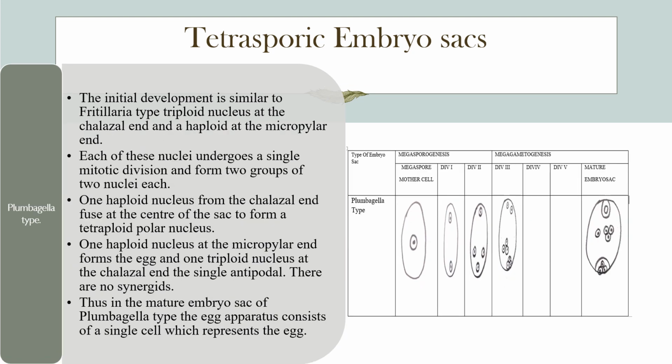The second type, Plumbagella type, is observed in Plumbagella. The initial development is similar to Fritillaria type: triploid nucleus at the chalazal end and haploid at the micropylar end. Each of these nuclei undergoes a single mitotic division and forms 2 groups of 2 nuclei each. 1 haploid nucleus from the chalazal end fuses at the center of the sac to form a tetraploid polar nucleus. 1 haploid nucleus at the micropylar end forms the egg, and 1 triploid nucleus at the chalazal end forms a single antipodal. There are no synergids. Thus, in the mature embryo sac of the Plumbagella type, the egg apparatus consists of a single cell which represents the egg.